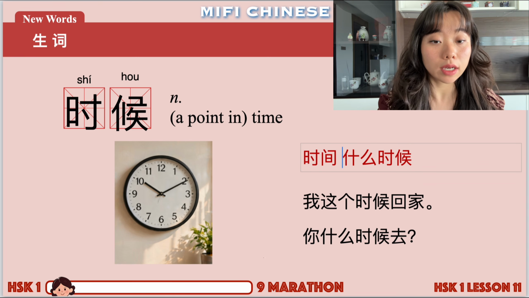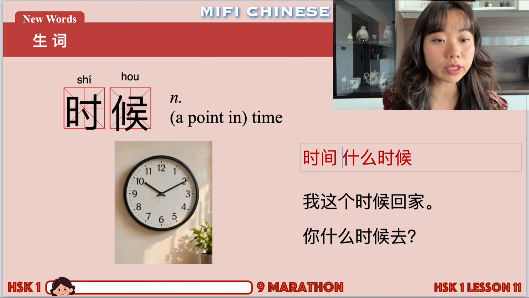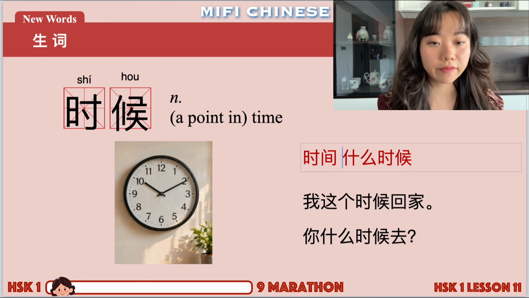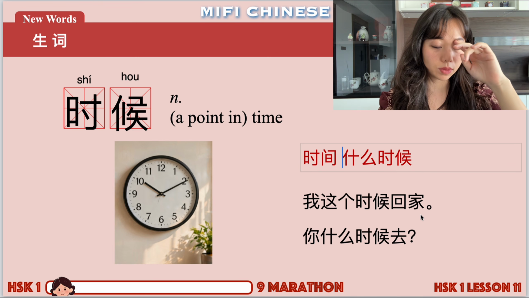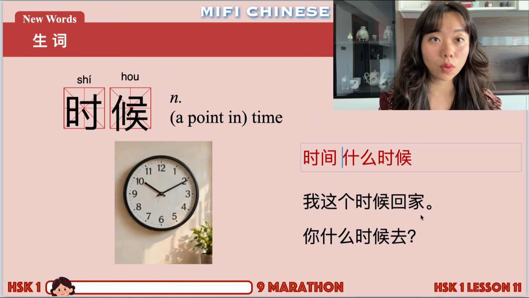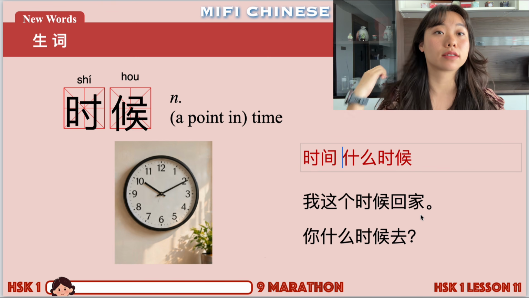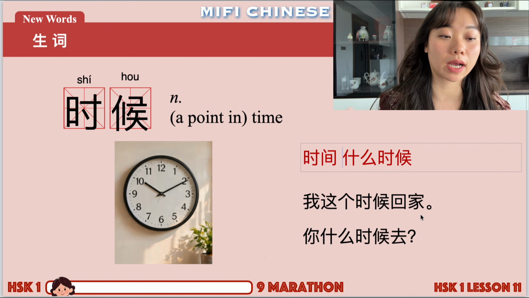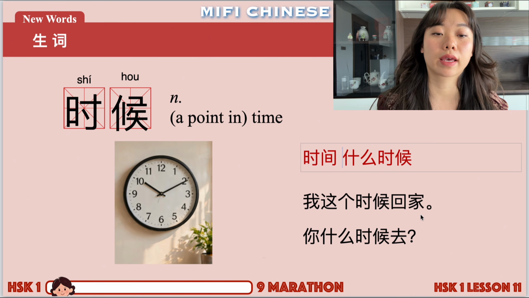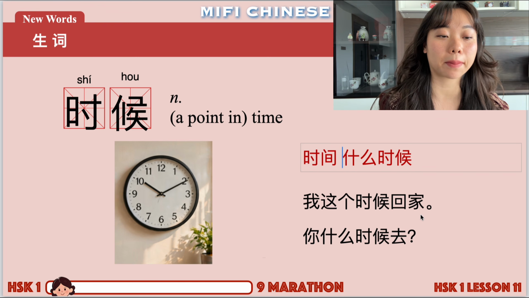And 时候 more often means a specific time, a specific point in time, right? For example, if you ask 什么时候, 什么时候 means what time, right? What specific time you are referring to? What specific point of time you're referring to? 什么时候, right? For example, 我这个时候回家。我这个时候回家。I go home at this time. Right here, time is not the abstract concept of time, but more likely a specific point in time. I go home at this time.